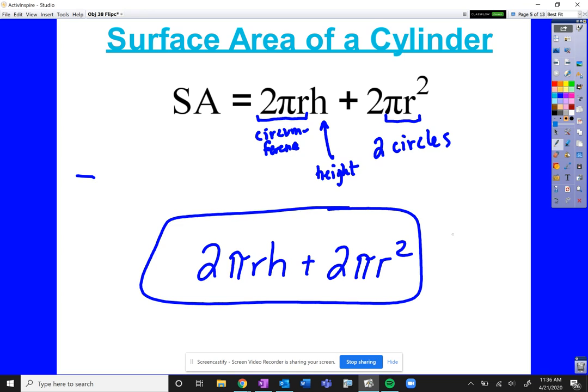All right, make sure we get this down in our notes. Now, once again, we should be ready to rock. Let's get our calculator ready. We're going to bang out 5 problems here. Bada bing, bada boom. Surface area of cylinders. Here we go.